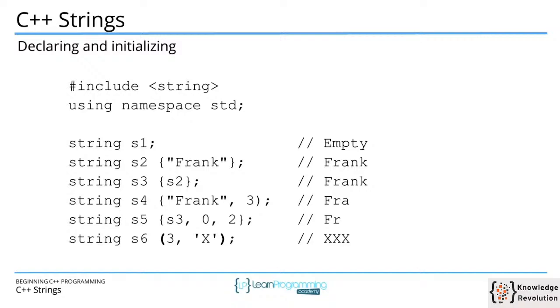Finally, we can initialize a string to a specific number of a specific character. In this case, 3 X's. Note that this uses constructor syntax with the parentheses instead of the curlies.